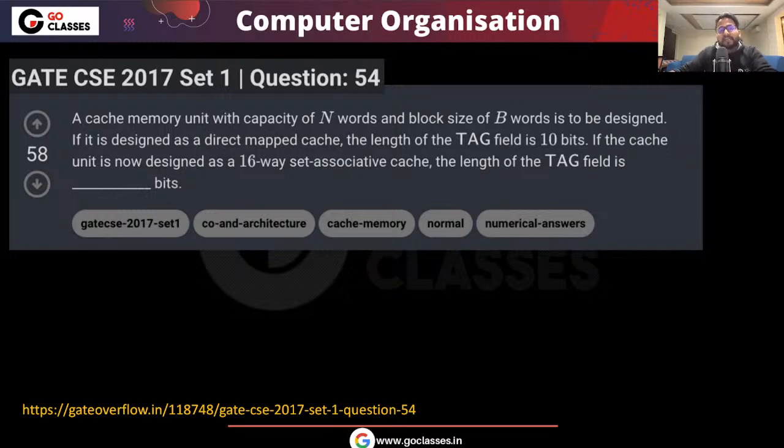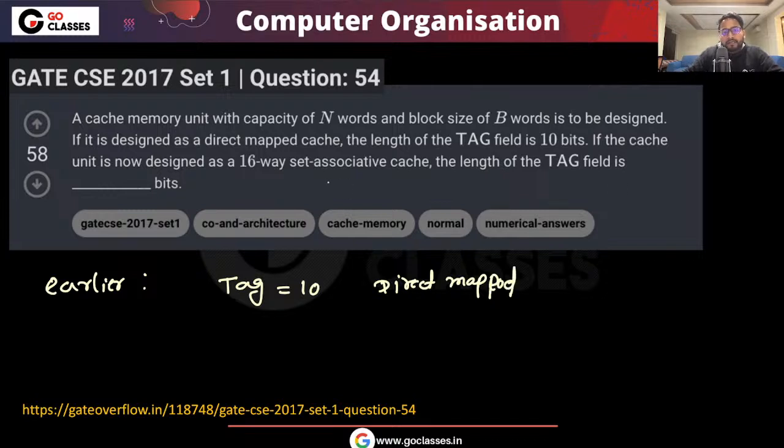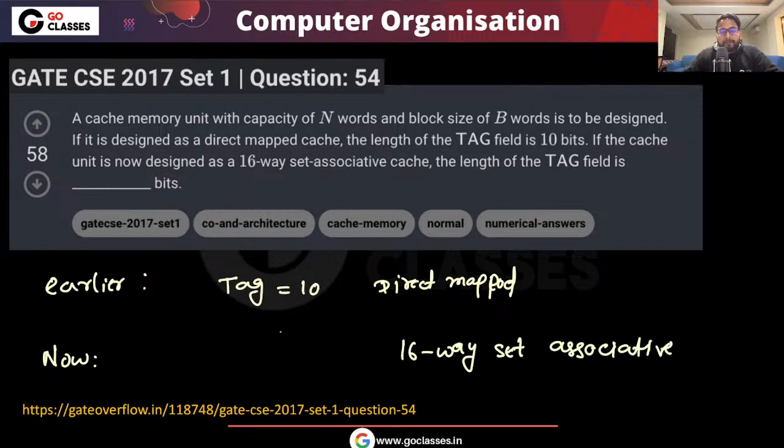So what they are saying is that a cache memory has the capacity of n words and the block size of b words. If it is a direct mapped cache, the length of the tag field is 10 bits. Now they are saying it is 16-way set associative. Now what has the tag become? See, earlier this is 10.